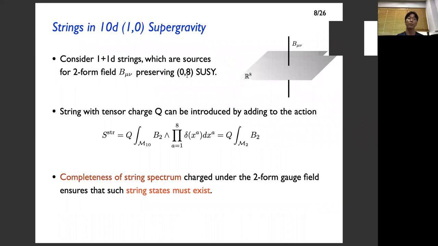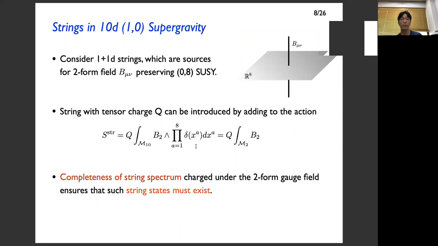You can introduce them by simply adding the following terms to the action, okay, the supergravity action. Here, Q is the string charge and B2 is the two form field. So we introduce them as a delta function source. So it's a point source in the eight dimensional transverse directions. Okay. So the charge Q string couples to this two form tensor field in this way.